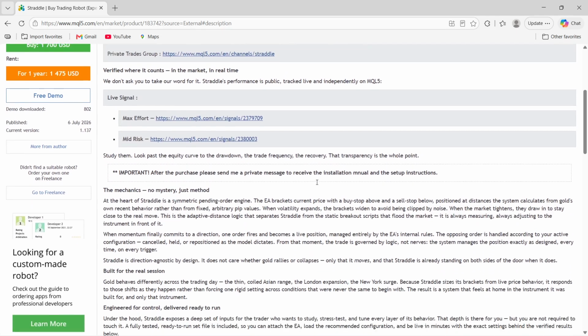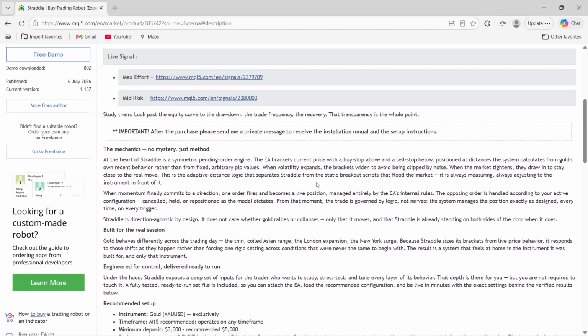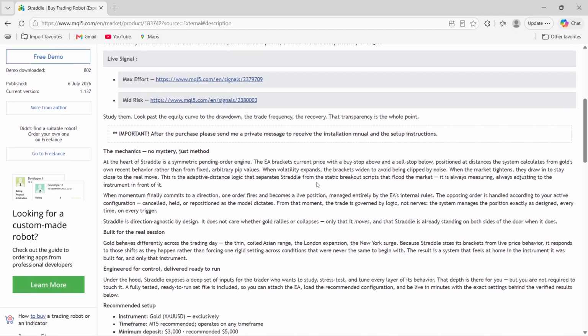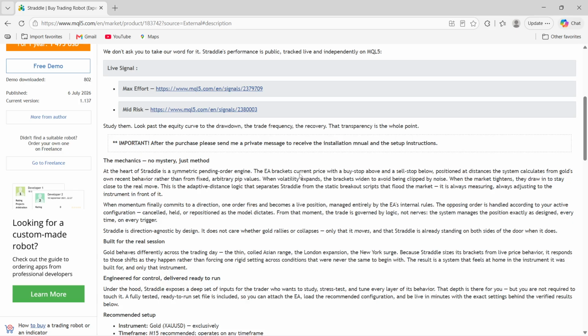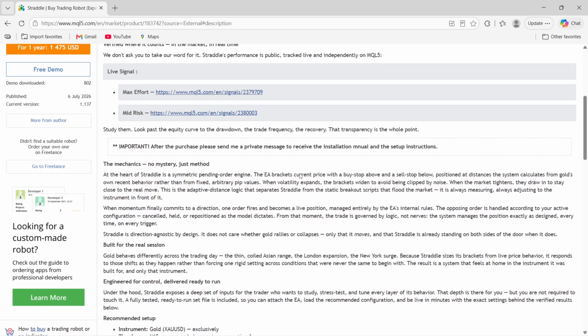So overall, Straddle EA can be exciting, but it is extremely dangerous. My results show the downside clearly, so use with extreme caution or avoid the EA altogether. Most traders lose money on these long term.